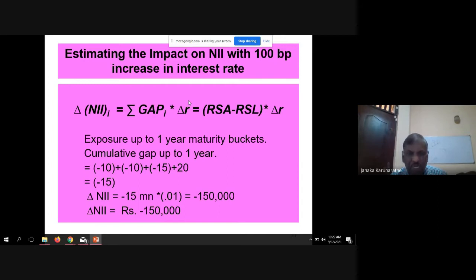So the negative impact would be 150,000. So you see how useful this model, the repricing gap model, is for any banker to estimate the probable risk that would result from changes in interest rate, whether upwards or downwards, in any quantity. Any questions? Anything you need to clarify?